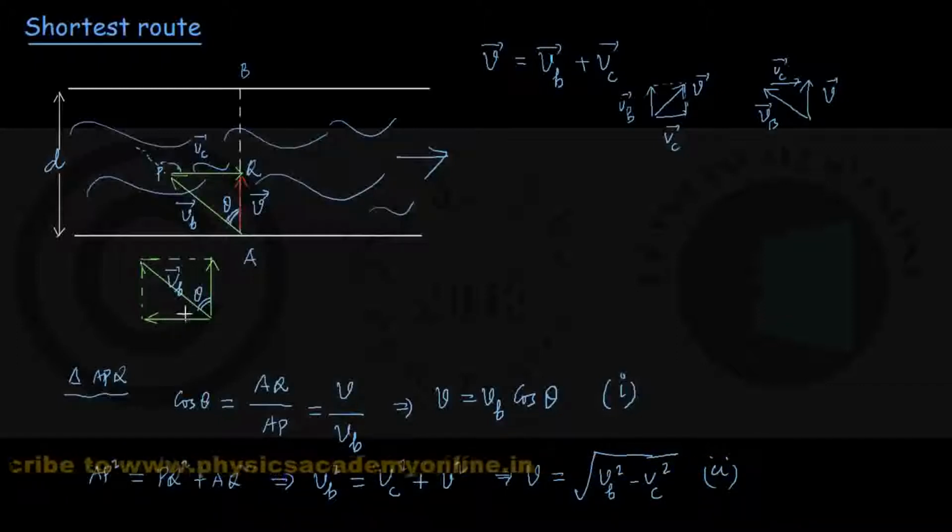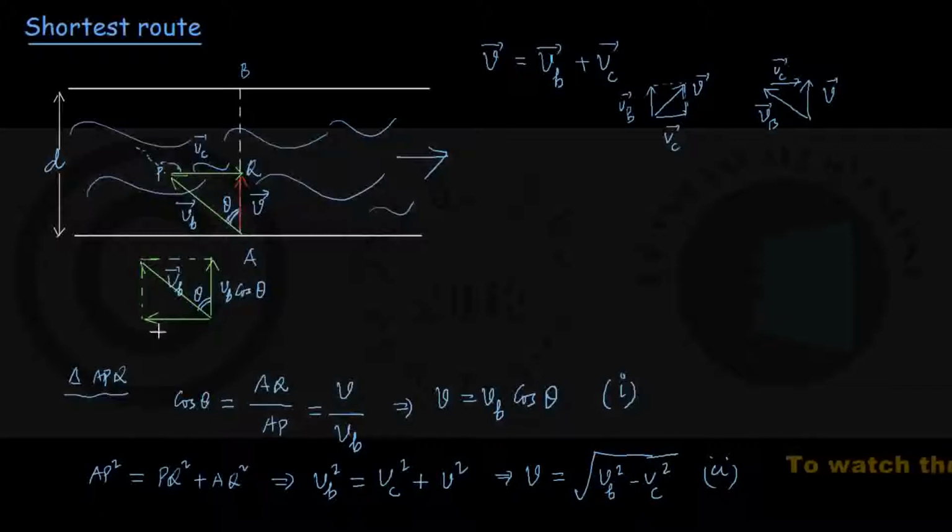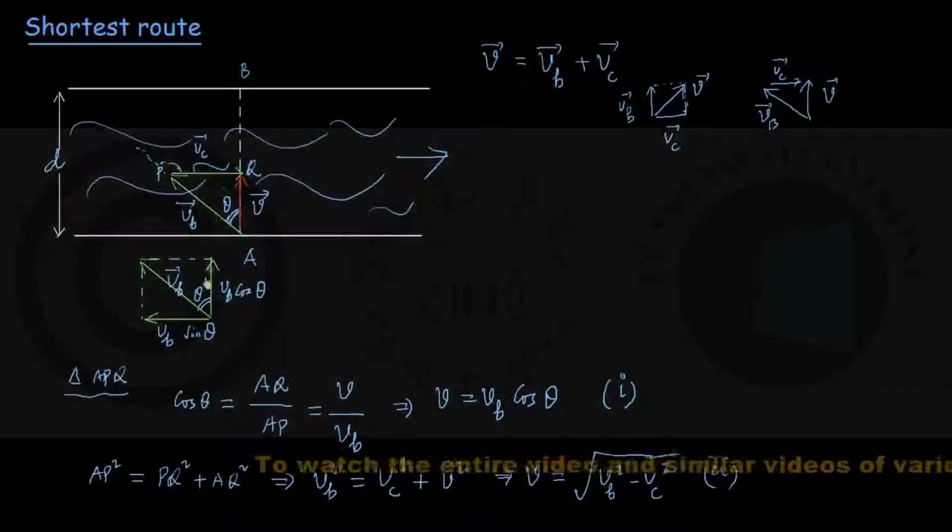So if you could resolve this VB into two components, one is coming out to be VB cos theta, as you are aware by vector resolution. This is the component in the direction AB, and the other component parallel to the bank upstream is coming out to be VB sin theta, right? So the two components by resolution, that's the reversal of resultant finding.